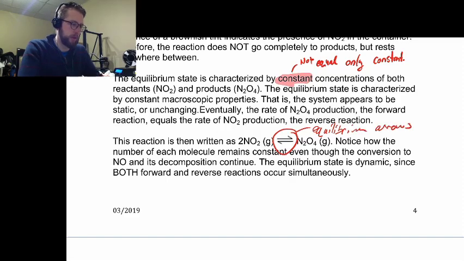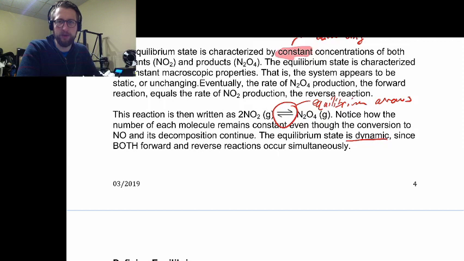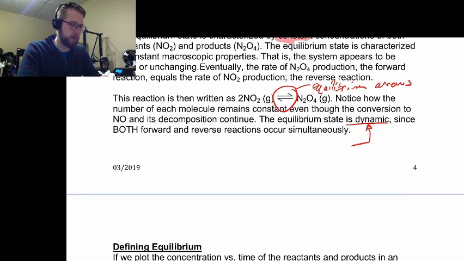The equilibrium state is dynamic since both the forward and reverse reactions occur simultaneously. We used the word dynamic before when we talked about thermodynamics, or the idea that there was dynamics in energy movement inside of a system. So this is the same idea. Equilibrium state is dynamic, so this means that they're both occurring simultaneously. Constant interchange.